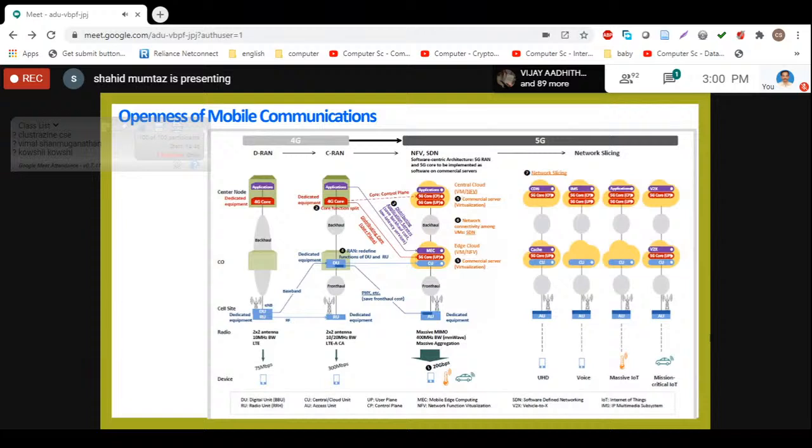So if you see on my left hand side, this is a 4G network, and the right hand side is the 5G network. On the left hand side, at the bottom of the picture, the device is 75 megabit. In the 4G network, we have a central office with a backhaul, then a base station, and then they connect with the core part, where mostly everything is dedicated hardware, and they use a 2x2 MIMO antenna with a bandwidth of 10 megahertz. These are the acronyms, you can check them here.